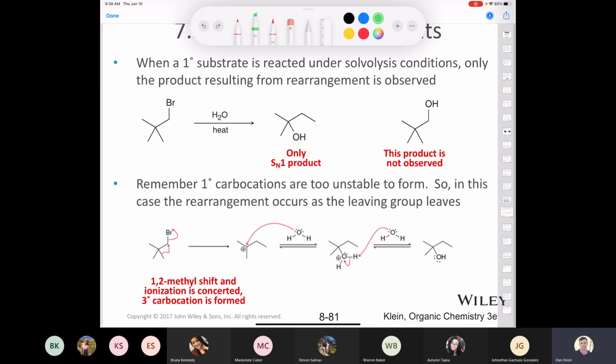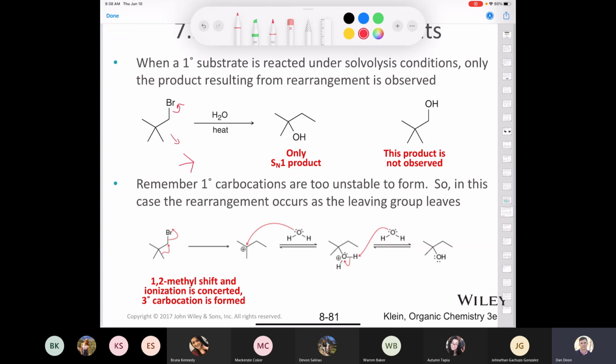In SN1 reactions, you're forming a carbocation. Now, if I was to tell you you've got a primary substrate, is that going to react by an SN1? You'd probably say, well, no, that's not going to happen because it's primary. Primary carbocations are really unstable. You would never, don't write this down, okay?